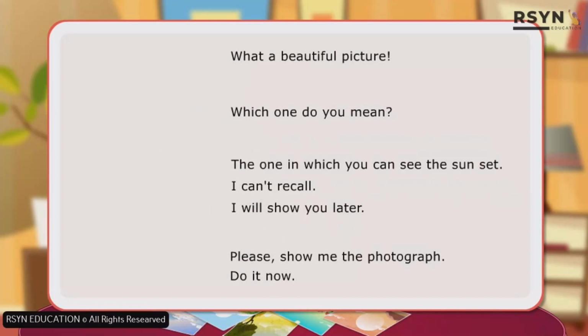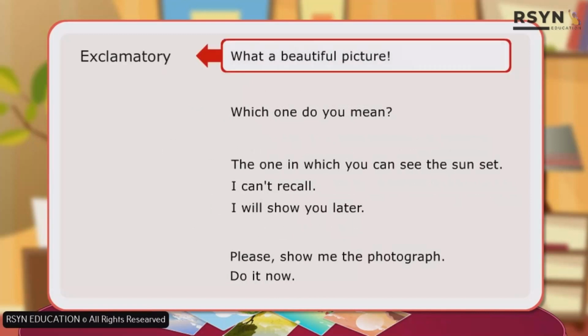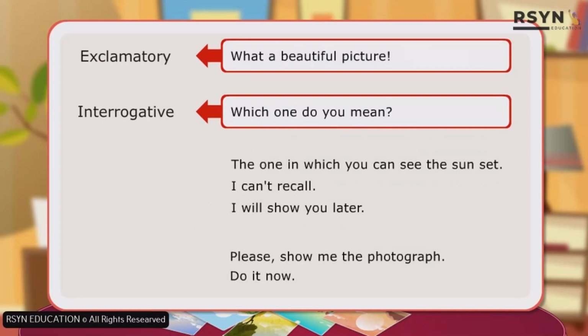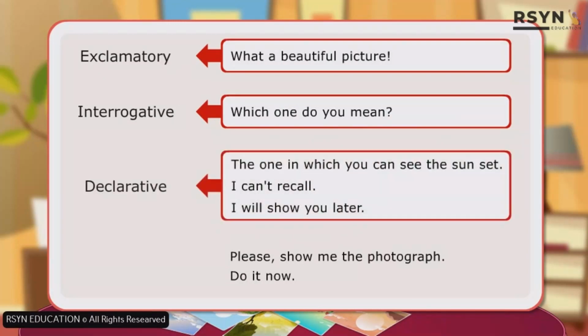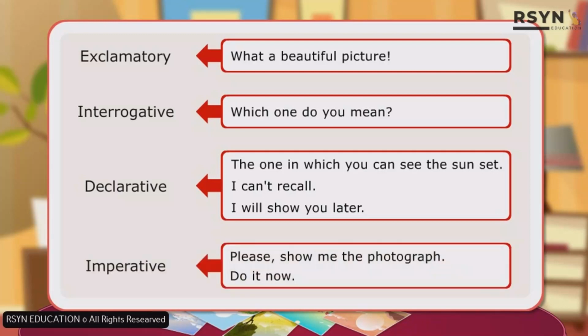Exclamatory: What a beautiful picture. Interrogative: Which one do you mean? Declarative: The one in which you can see the sunset. I can't recall. I will show you later. Imperative: Please show me the photograph. Do it now.